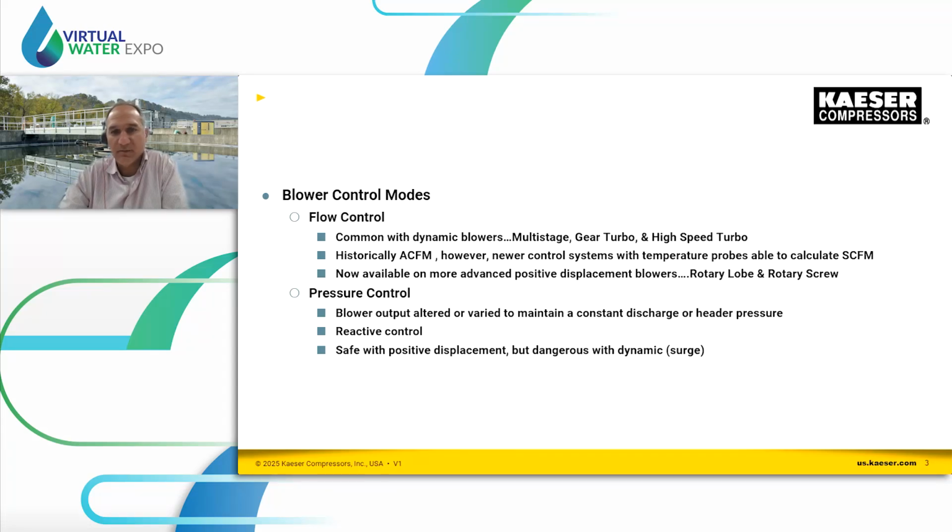And as I said before, historically, this is a dynamic control mode, but as I said, we're throwing sensors on machines, and now you can get complete blower packages which are positive displacement. Those are your rotor lobe and rotary screw, which can also be controlled based upon CFM. So flow control is an old method, but has been evolving and is currently a very valuable methodology that can be used to control your blower station.